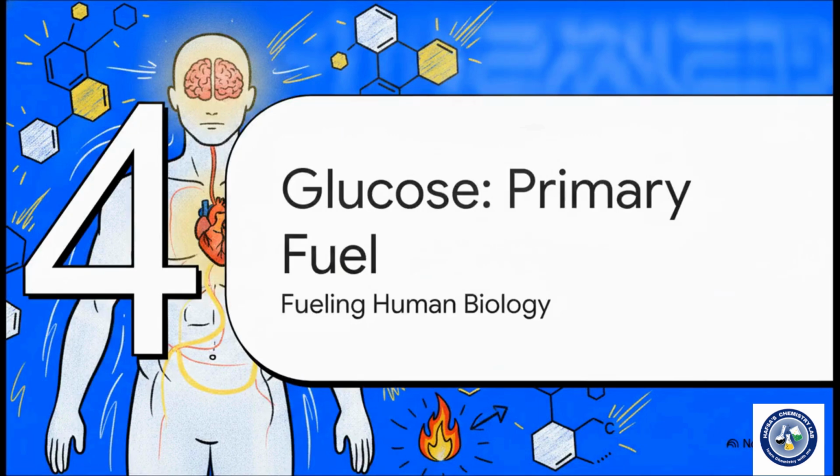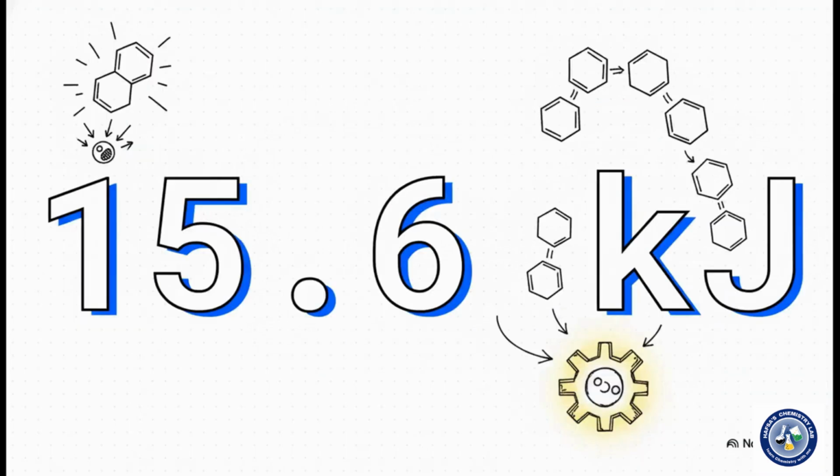Now, let's shift our lecture away from pure chemistry and into human biology with section 4, glucose, the body's primary fuel. The crucial point here comes down to raw power, 15.6 kilojoules. Simple sugars like glucose are the primary, most easily absorbed source of energy for our cells. When just 1 single gram of glucose is metabolized by your body, it releases a massive 15.6 kilojoules of energy. It is an incredibly efficient, highly dense biological fuel source that keeps your entire system running.